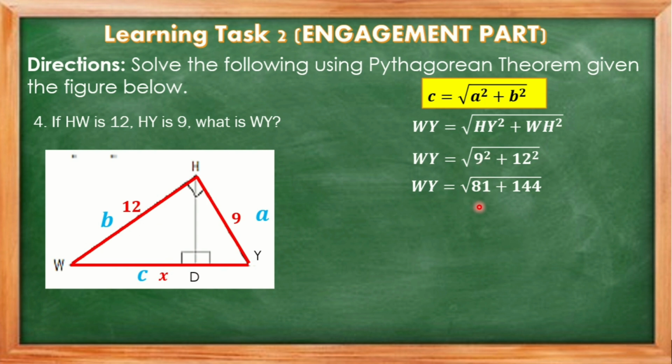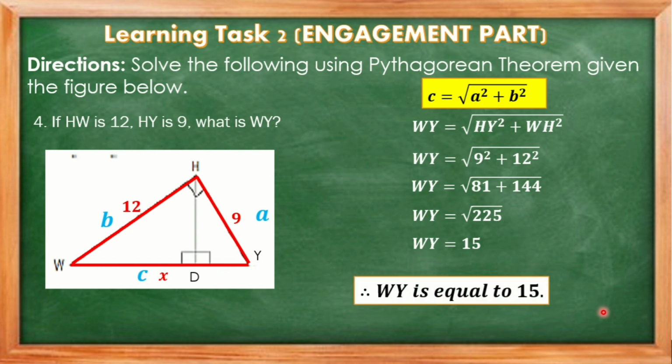So, 9 times 9 is 81. 12 times 12 is 144. And then, 81 plus 144 is 225. And the square root of 225 is equals to positive or negative 15. Disregard the negative value. So, the value of WY is equals to 15.